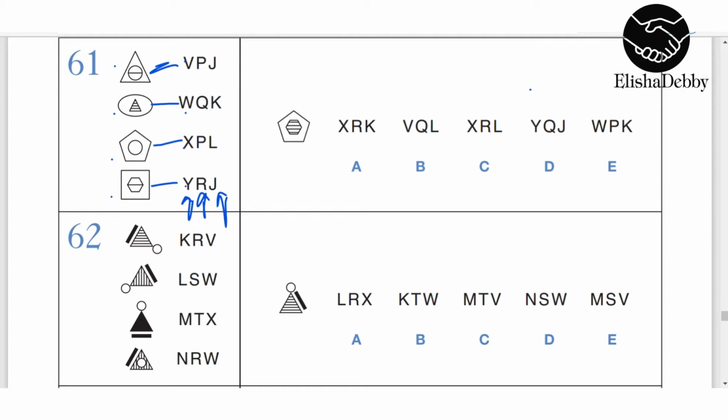So with this question, which is a pentagon, the pentagon here is an X. So I will say everything with an X is an answer. That is not, that is not, that is not. So it's going to be either A or C. Okay, so let's look at the second one.